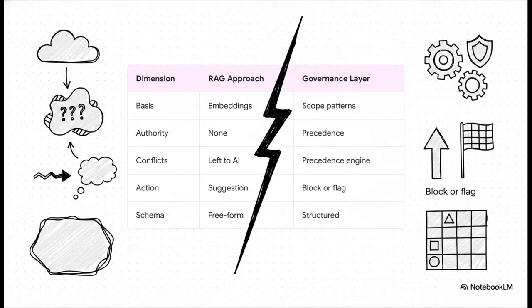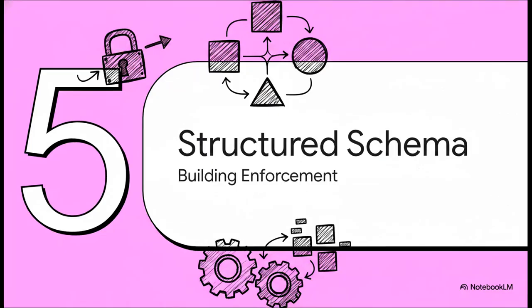Putting these two approaches side by side proves they are fundamentally incompatible. On one hand, RAG retrieves based on embeddings, leaves conflict resolution completely up to the AI's whims, and relies on free-form text. But on the other hand, a true governance layer retrieves by strict scope and keywords, uses a deterministic precedence engine to resolve conflicts, and is built on structured, typed fields. You literally cannot turn a suggestion system into an enforcement system just by tweaking your vector database. They are completely different beasts. So, how do we actually fix this? Part 5, the structured schema solution.